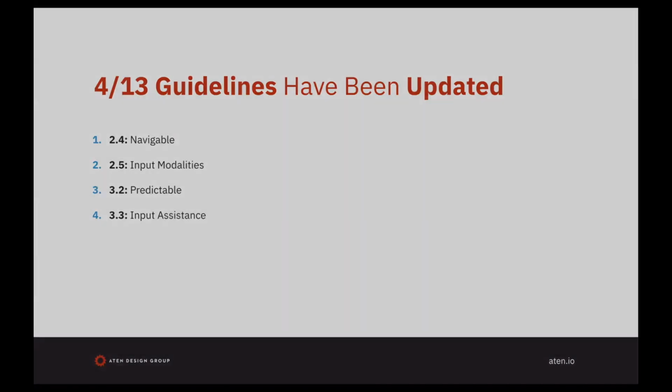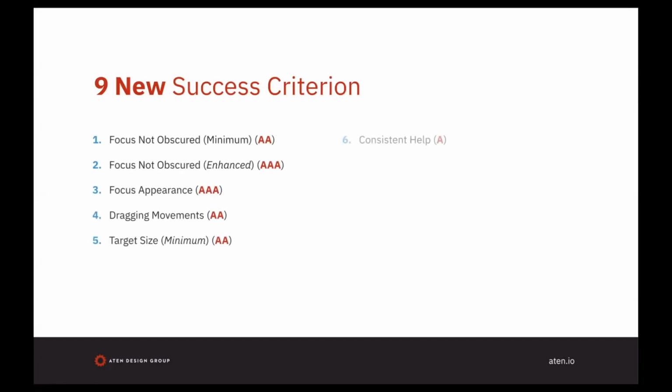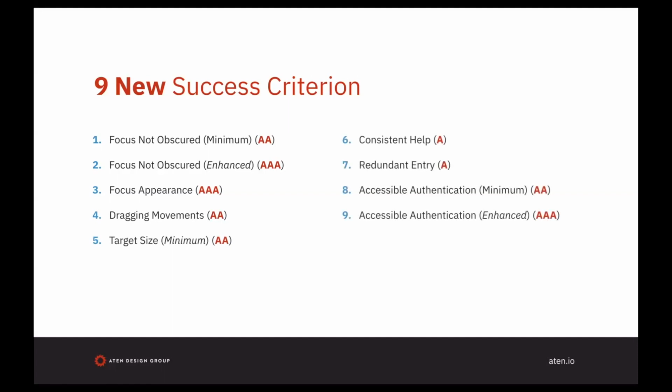Now, these 4 guidelines we just talked about now have 9 new success criteria in total. These are all listed here, and we will be doing a deep dive into each one so you can understand a bit more about what's changing. But you can see we have some AAA guidelines or success criteria, AA, some regular A. We even have some minimum and enhanced versions, which we'll talk a little bit more in detail about going forward.